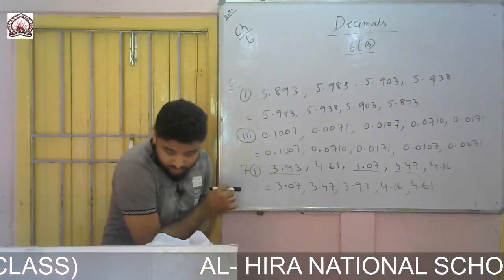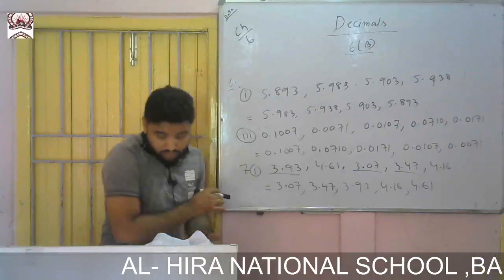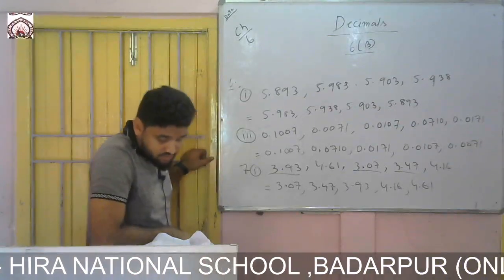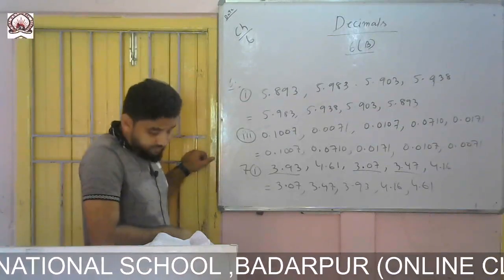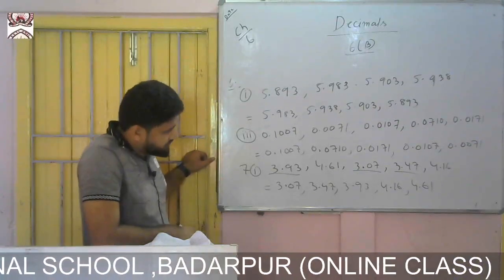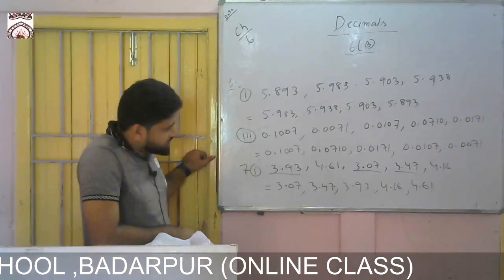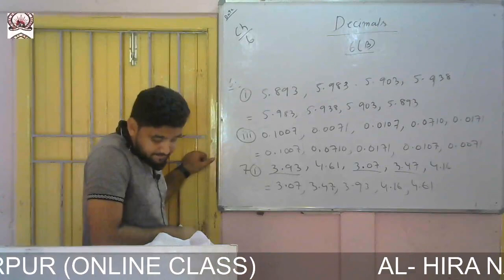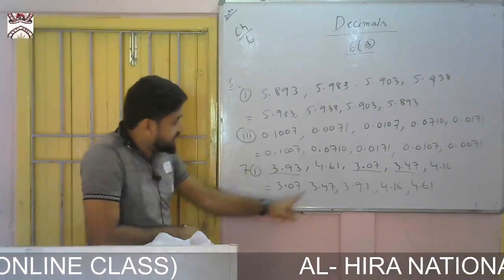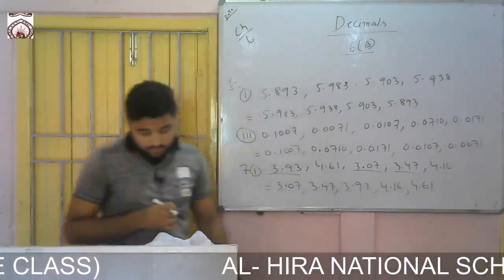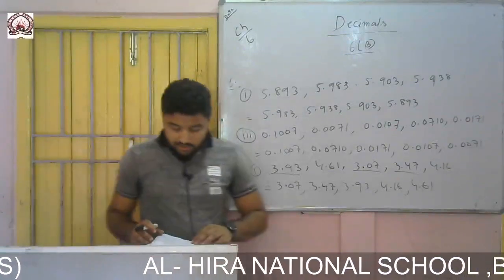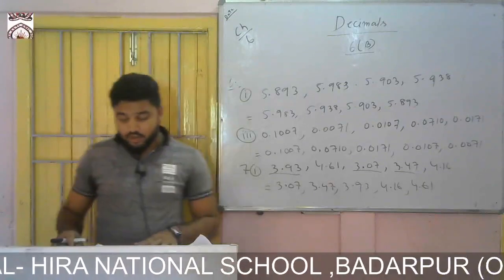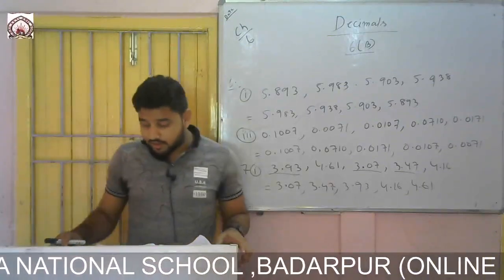Here, how many terms? One, two, three, four, five. Okay. Now come to high order thinking. Question number 12.